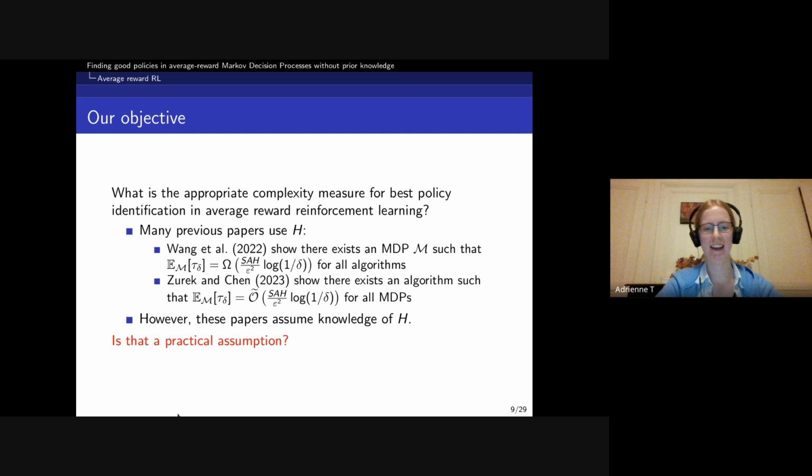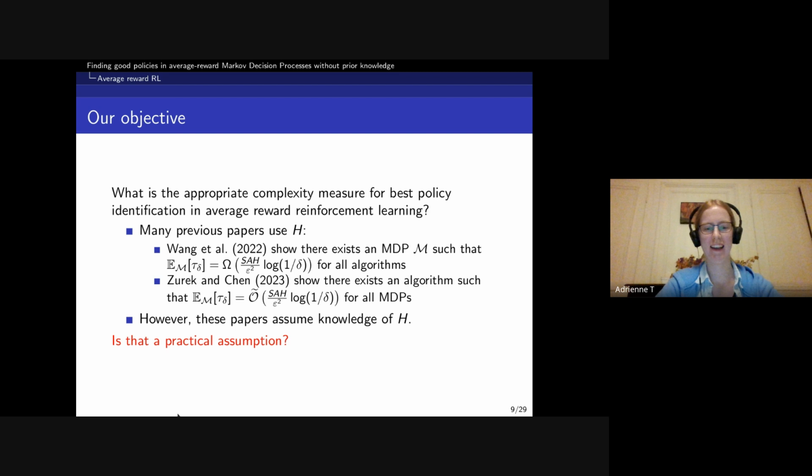So whatever algorithm you want, it can be as sophisticated as you want, you will need to pay this SAH over epsilon squared. And there's also an algorithm that for any kind of MDP, no matter how complex it is or how weird it is, will give you the right answer within SAH over epsilon squared samples. And so we have a lower bound, we have an upper bound, and both of those match. So are we done here?